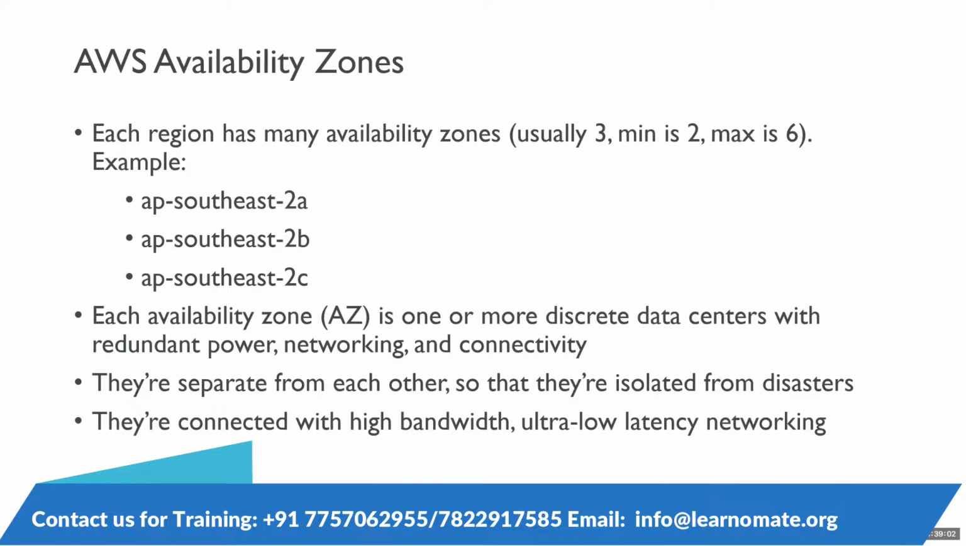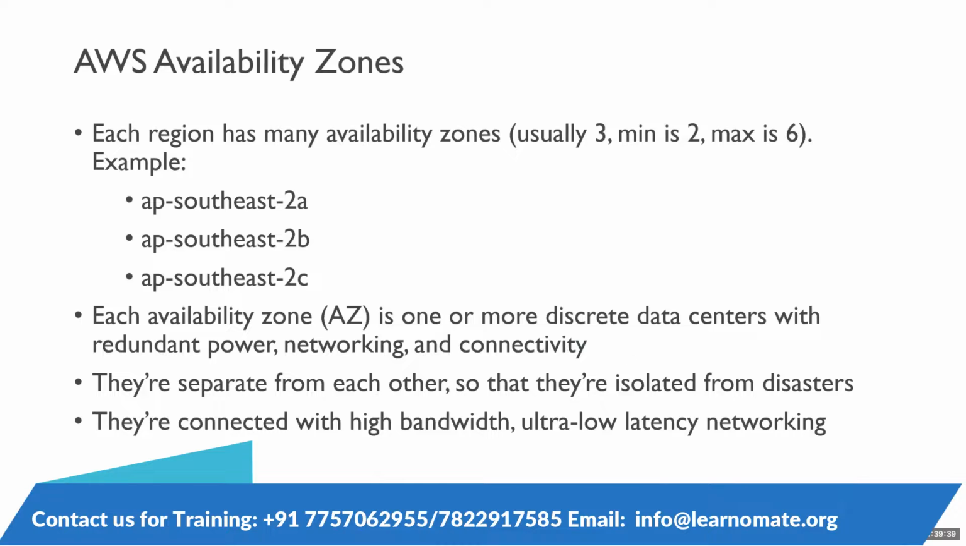If AP Southeast 1 or AP Southeast 2 is a region, then 2A, 2B, 2C are the different availability zones. Most customers use these availability zones. For example, a VPC is a private network, so they keep the subnets in different availability zones, so that if one availability zone goes down, they will have a different subnet that can help them with networking or connecting to the servers.